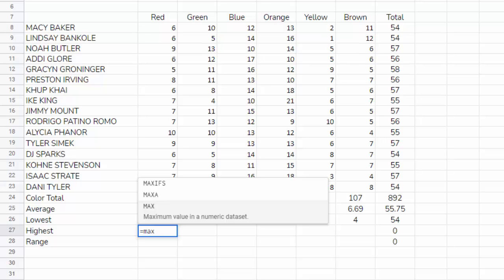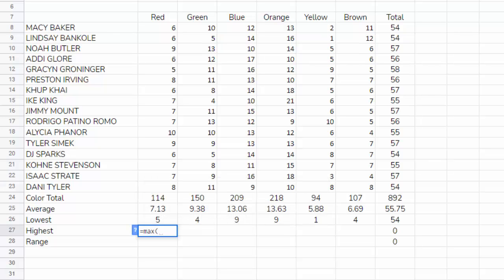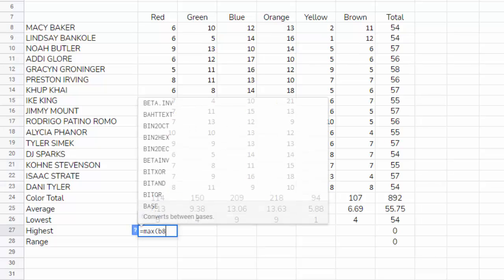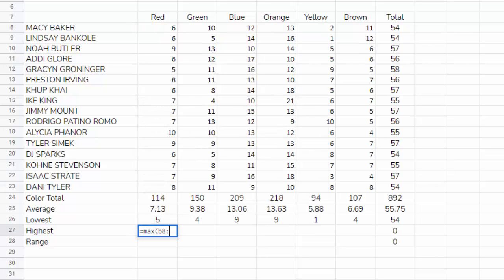All right, so in period 5, it's going to be on row 27. On period 1, it's going to be on a different row, but it'll be right next to highest there. Start a set of parentheses. Where are Macy's red M&Ms? B8. Then you got to put a colon. Where are Danny's red M&Ms? B23. Then you got to close your parentheses.